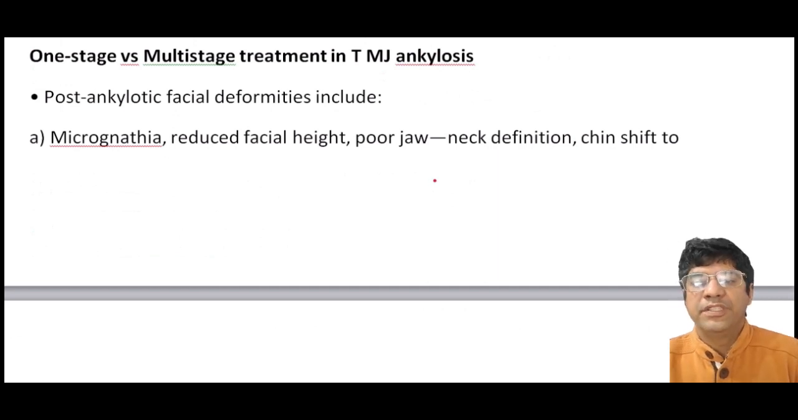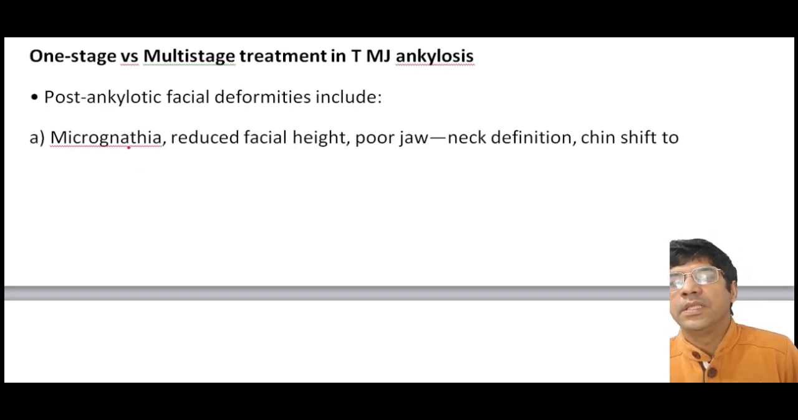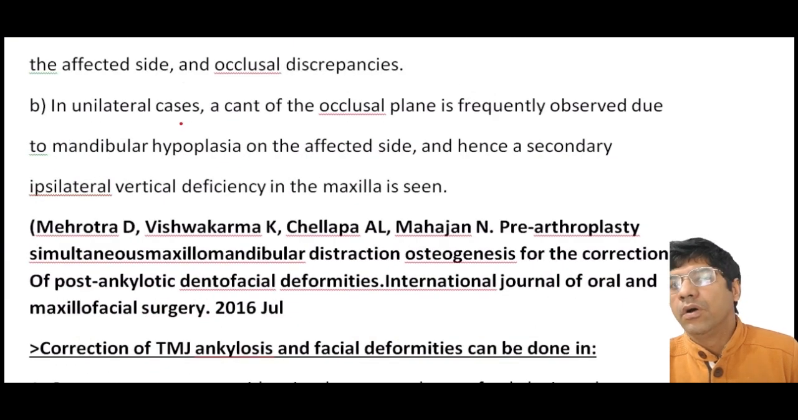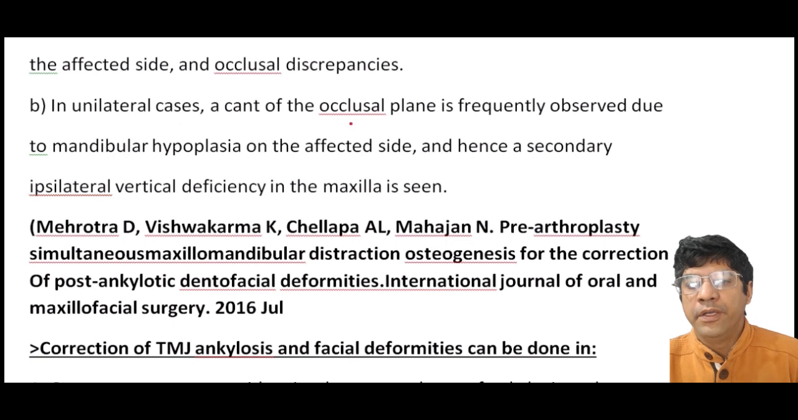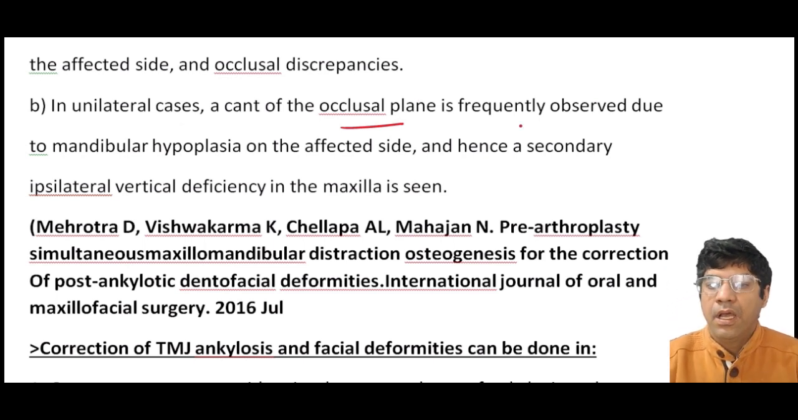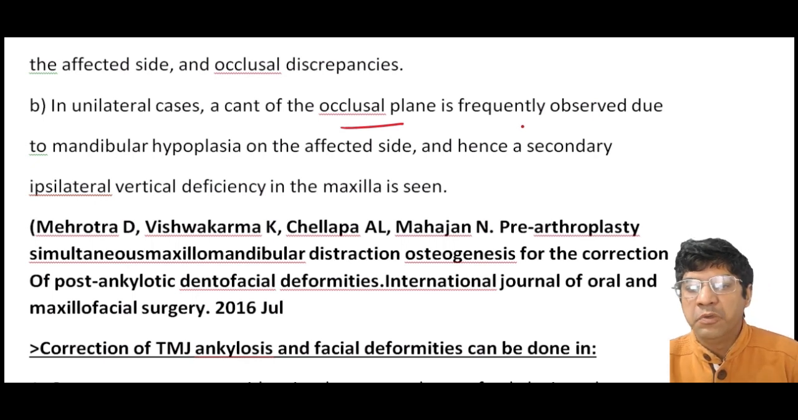Now, the post-ankylosis facial deformity. After TMJ ankylosis, various facial deformities can be seen. That can be micrognathia, that is the undersized lower jaw, or reduced facial height, shifting of the chin toward the affected side, occlusal discrepancy in case of one side being affected, tilting of the occlusal plane due to the underdevelopment of the jaw on that side, that can result in secondary deficiencies.